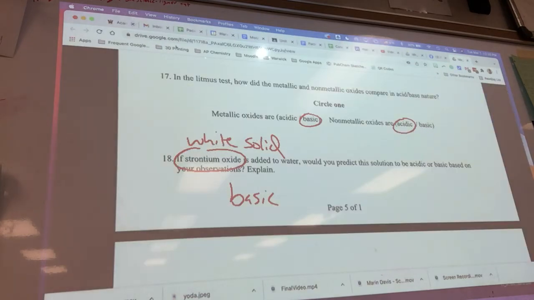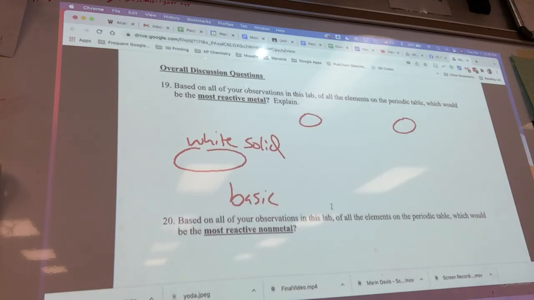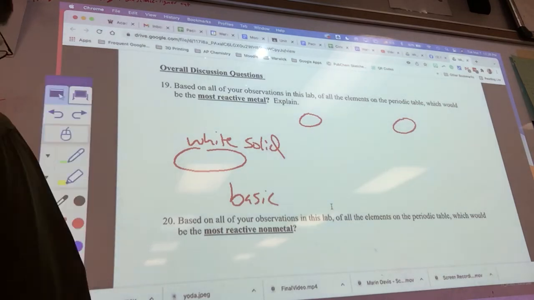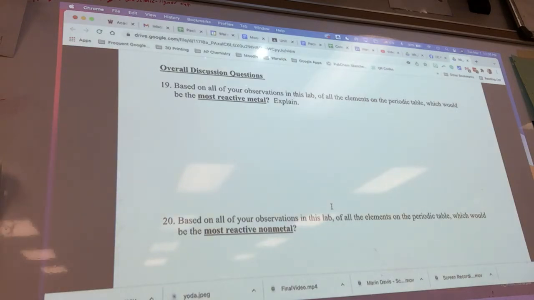All right, final two discussion questions. Number 19, based on all of your observations in this lab, of all the elements on the periodic table, which would you expect to be most reactive? Group 2, what'd you say? Okay. I thought you saw something even more reactive than calcium in the lab. For example, potassium, yeah, that was the most reactive element that we dealt with in the lab.